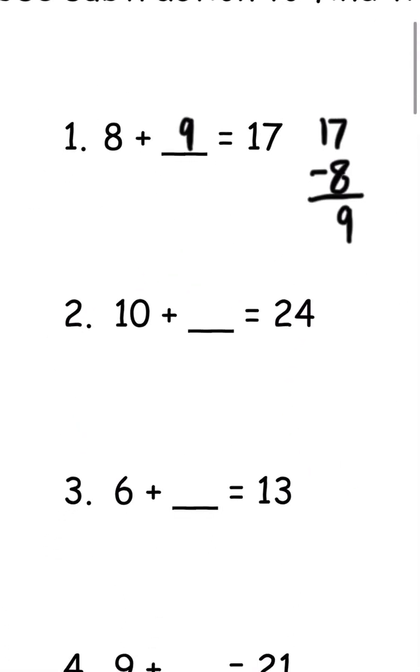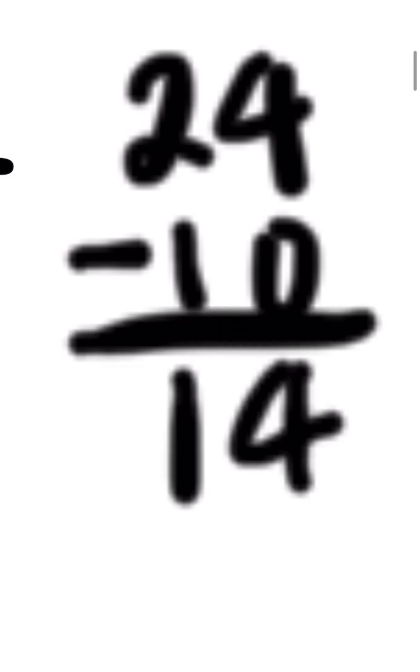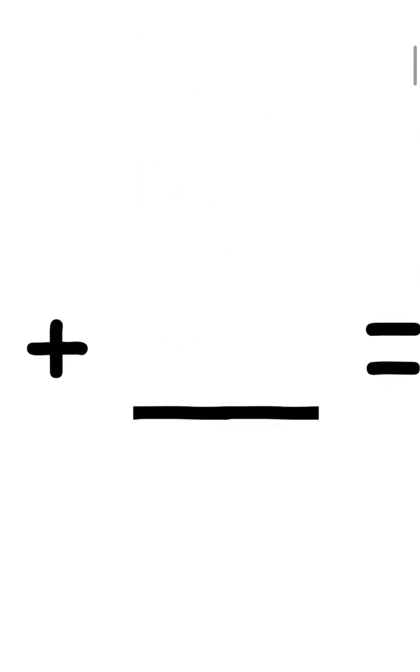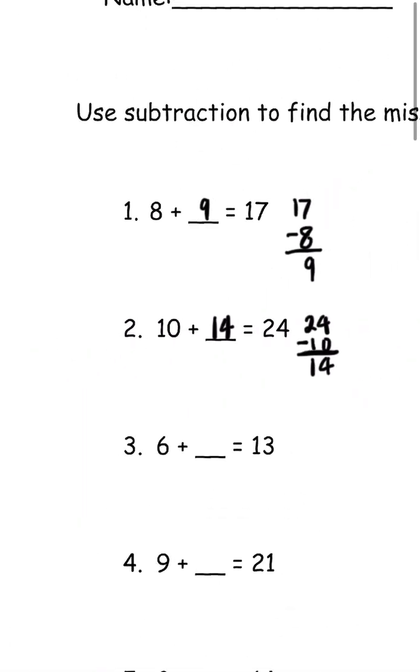Let's look at number 2. For number 2, we have 10 plus blank equals 24. So now we need to subtract 10 from 24 to get the number that is going to go inside the blank. So 24 minus 10 is 14. So 14 is the answer for number 2.